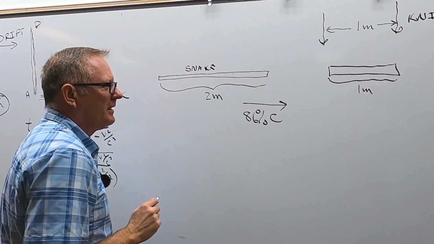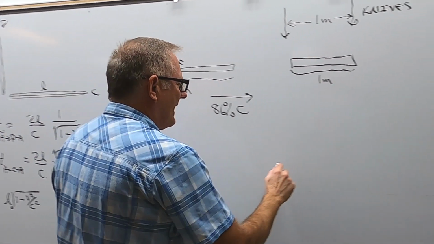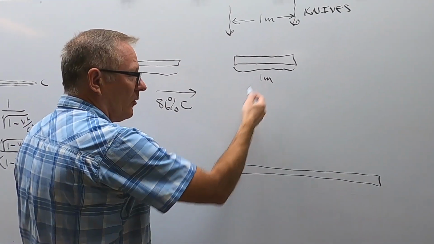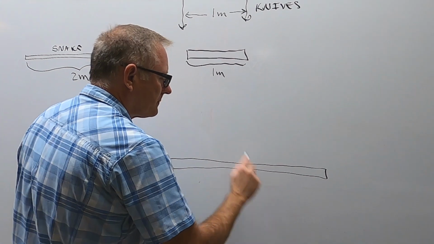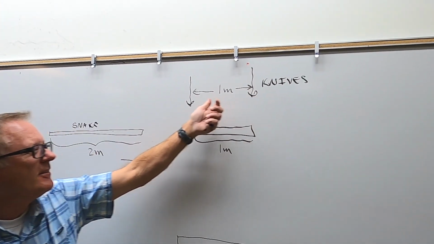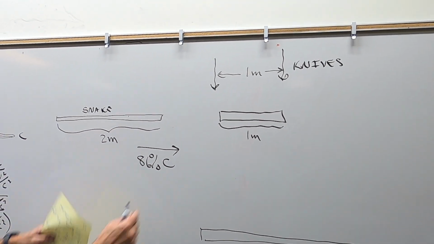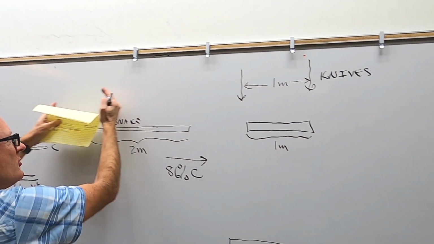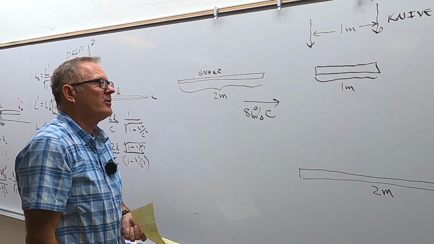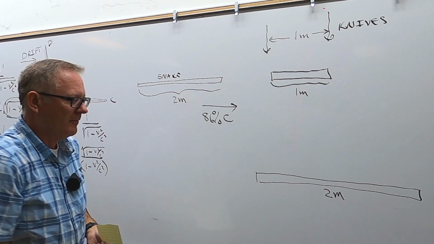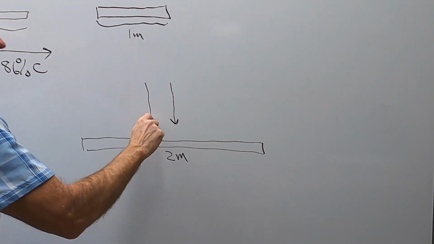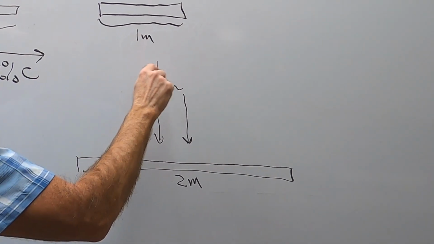From the snake's point of view, he would say, I'm 2 meters long. I'm not 1 meter, I'm 2 meters long. And then how far apart do I see those 2 knives? Well, those 2 knives are moving this way relative to the snake, and moving things shrink, and so they're going to be shrunk to a half a meter. So now the knives are only a half a meter apart.